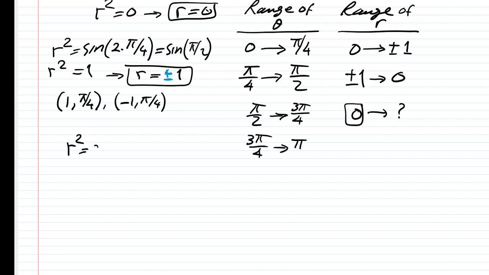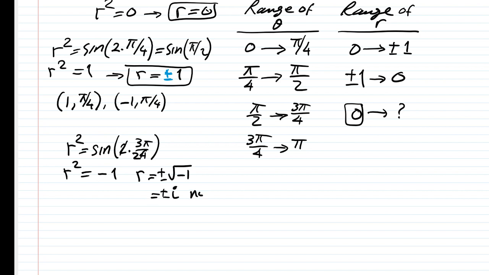R squared is equal to sine 2 times 3 pi over 4. That's going to be 3 pi over 2. Sine of that is negative 1. R squared is negative 1. So r is going to be plus or minus the square root of negative 1, plus or minus i, which is not real. Therefore, the graph doesn't exist there, right? At this point, we get not real, which tells me from pi over 2 to 3 pi over 4, and subsequently from 3 pi over 4 to pi, the graph does not exist. There is no graph here between pi over 2 and pi.